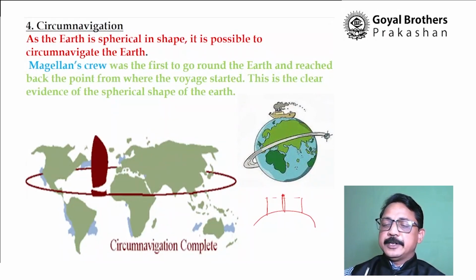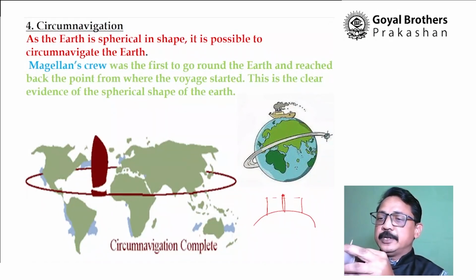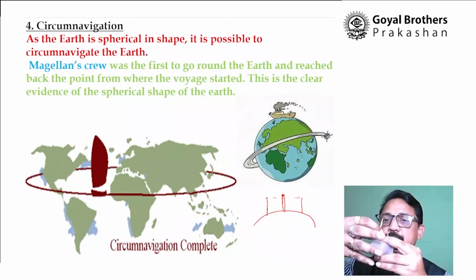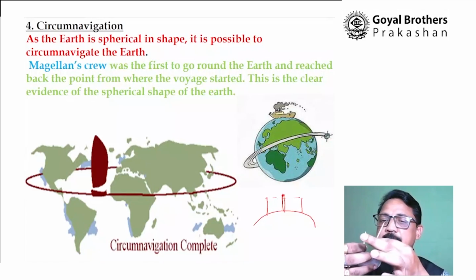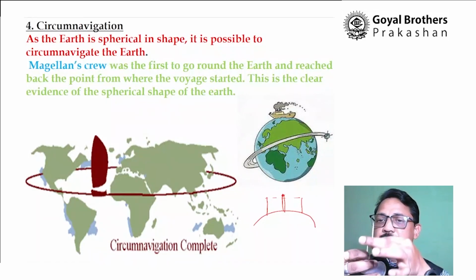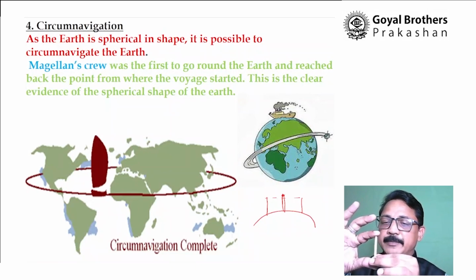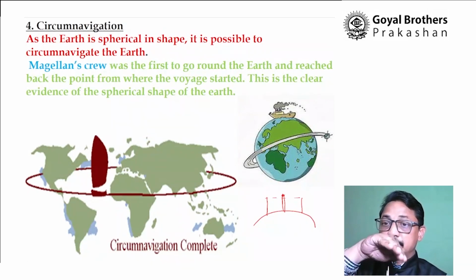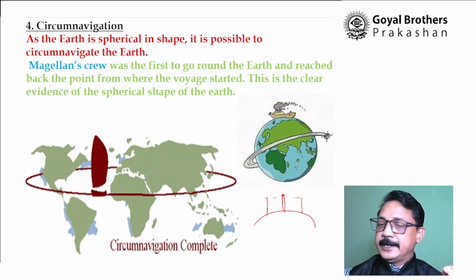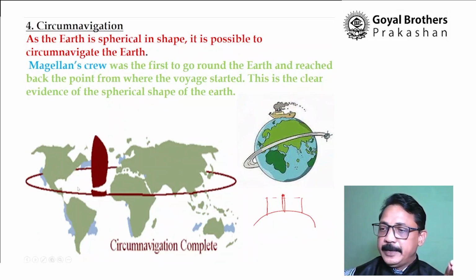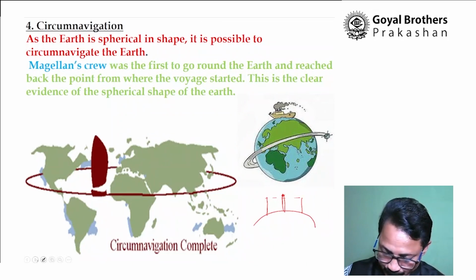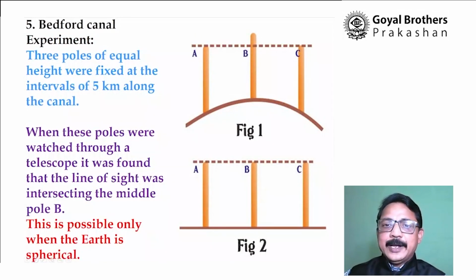Now because this part is spherical in shape, if I put one stick here, dear student, at the side, and one stick at this particular point, this one will appear taller, even though both of them are of the same size. But one of them will appear taller to you because of the spherical shape on which I had kept it. So similarly, in the Bedford Canal experiment also, the same thing happened. That is another proof that our earth is really spherical in shape.